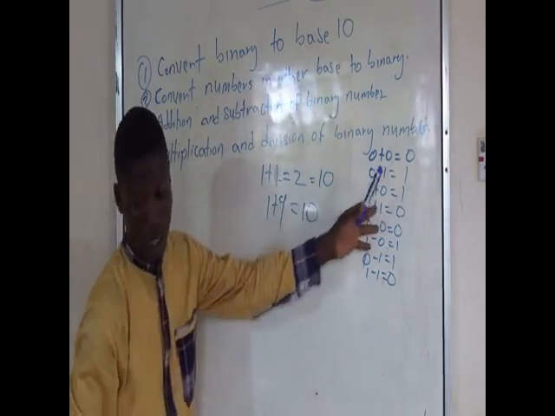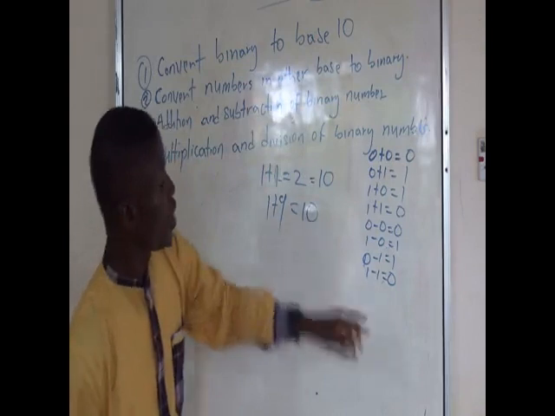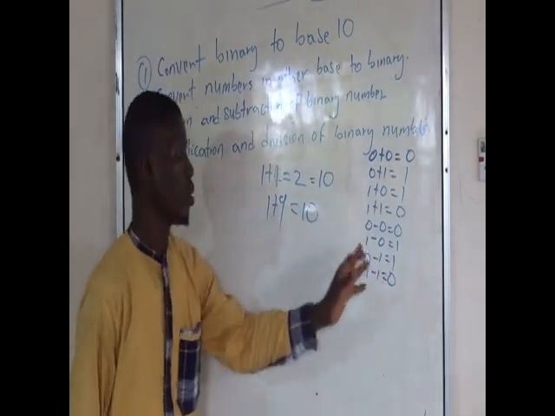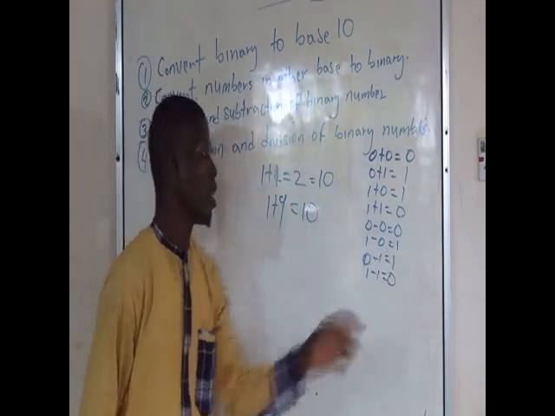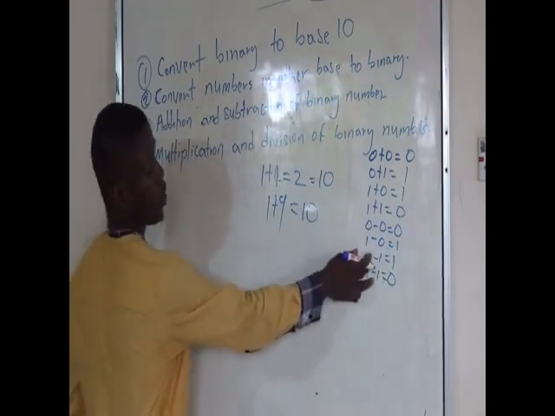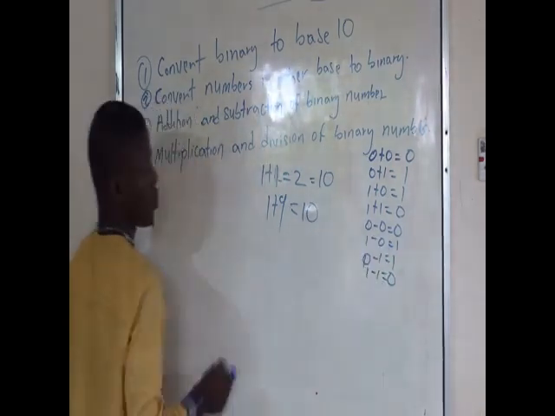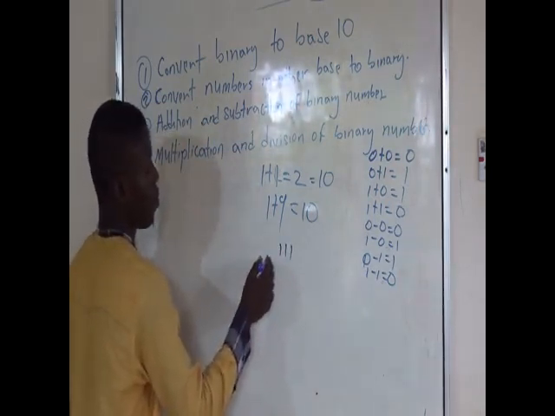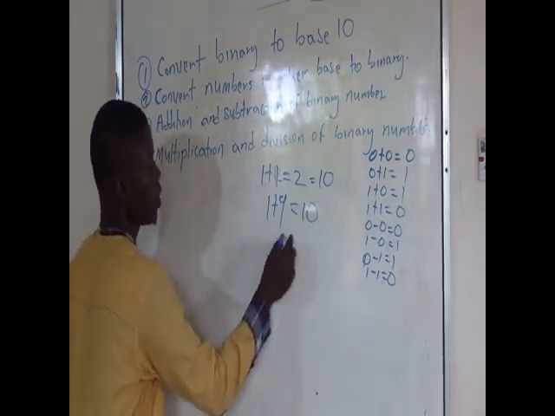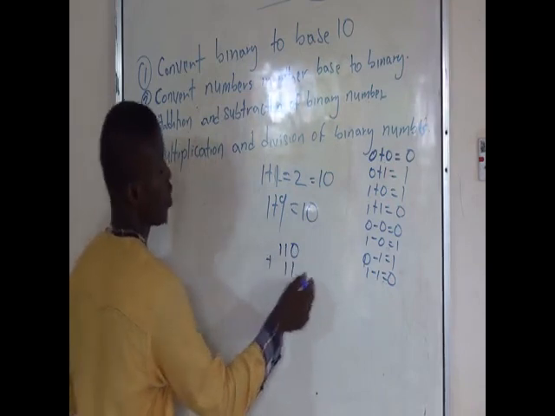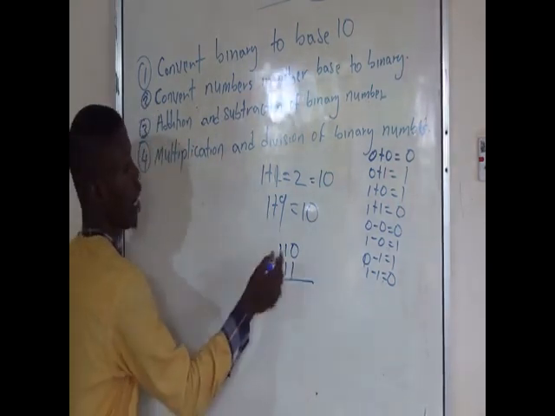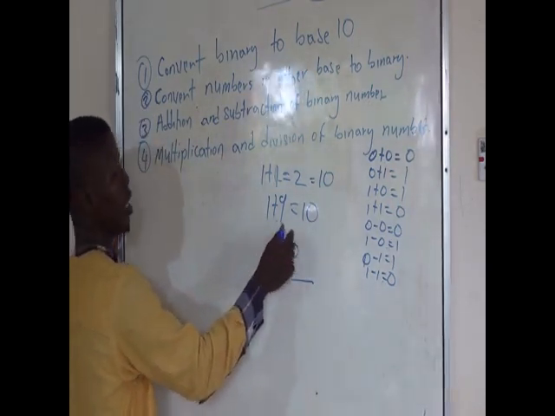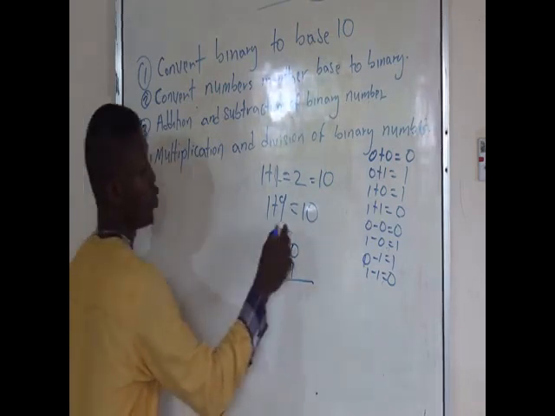That's what happened here. Then the next one is 0 minus 0 is 0. 1 minus 0 is 1. And here we have another problem. 0 minus 1 equals to 1. For example, I have 111 minus 110 minus 11. What I'm going to do, I will borrow from here. As I'm borrowing here, it's not 1, it's going to be 2.